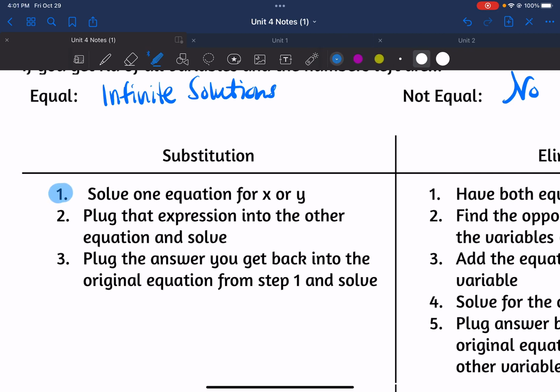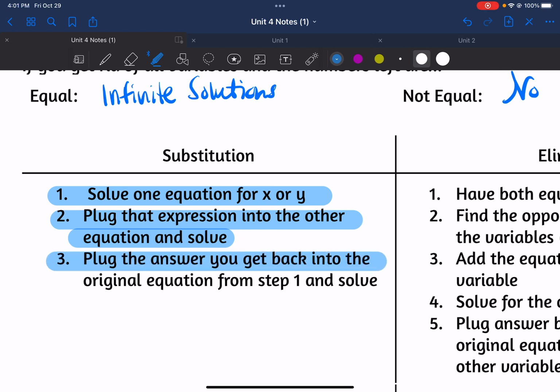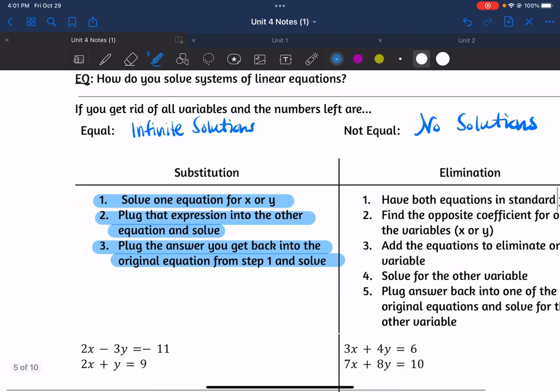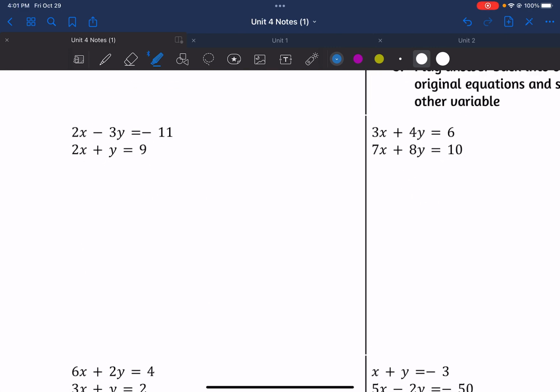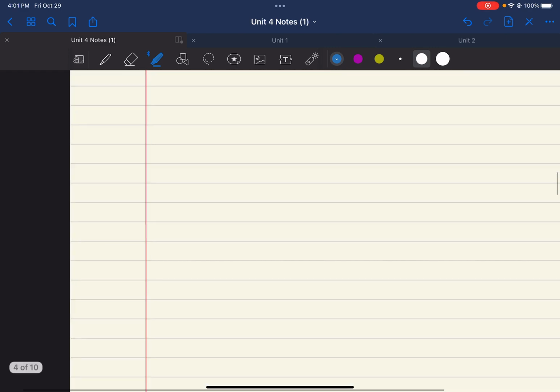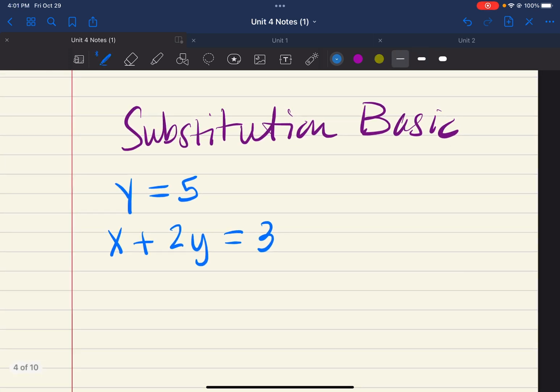Step 1 says solve one equation for x or y. Then we need to plug that expression into the other equation. And then we're going to plug that answer back into the original equation. So let me do a basic example before we jump into these more complex questions. Let's look at this real quick. I have substitution basic. Here are my 2 equations.